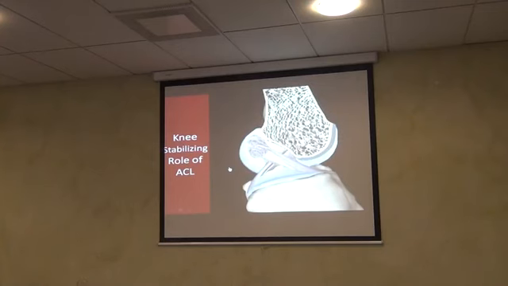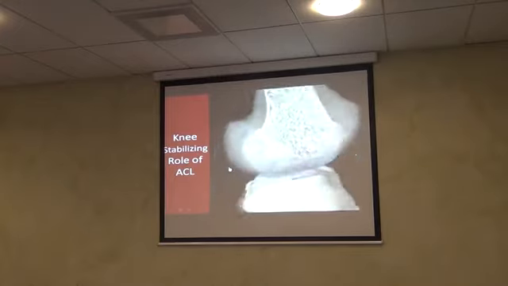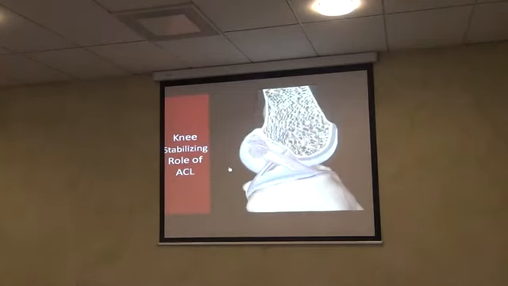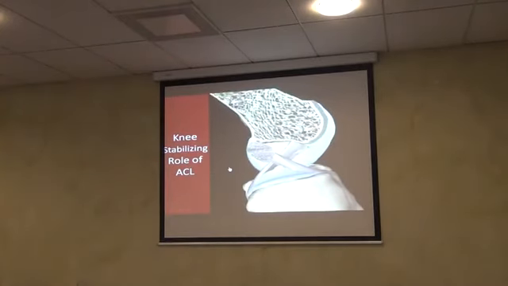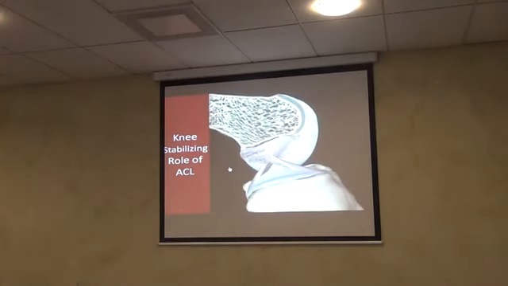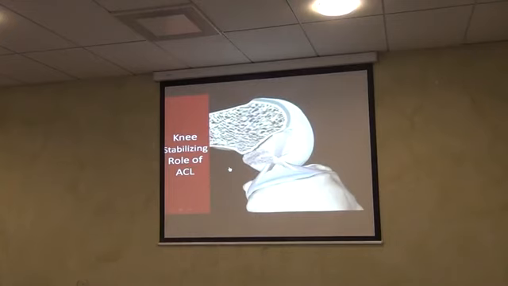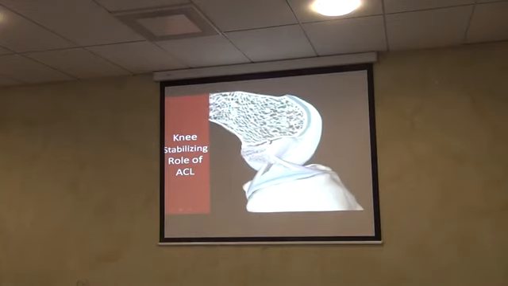You can see how in extension the posterior cruciate ligament becomes taut. But look at it, this is the fan shape insertion.